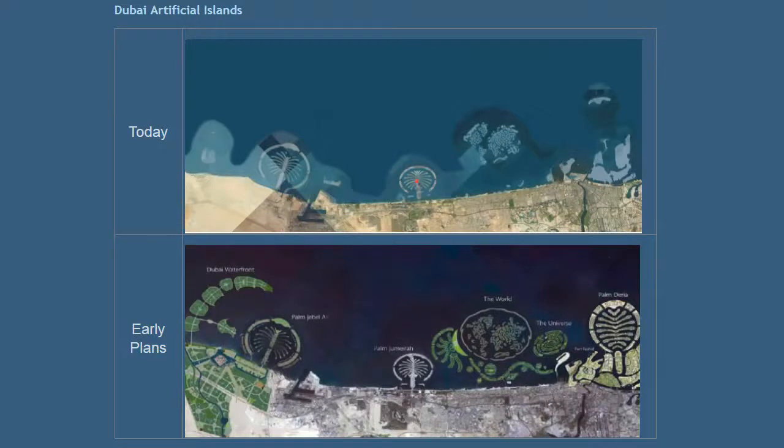And this here in this picture is showing the Dubai artificial islands, and that's what it looks like today, and those at the bottom are actually the early plans.